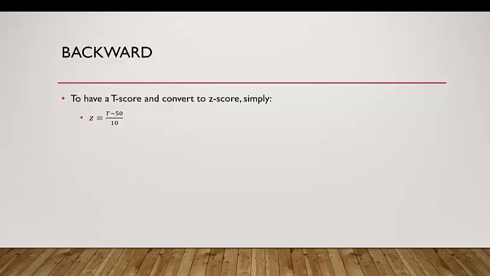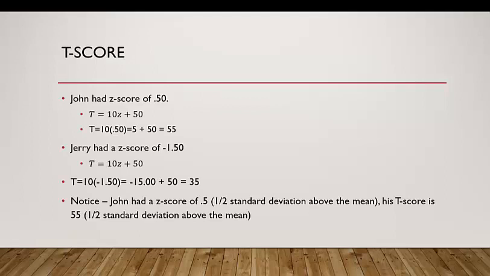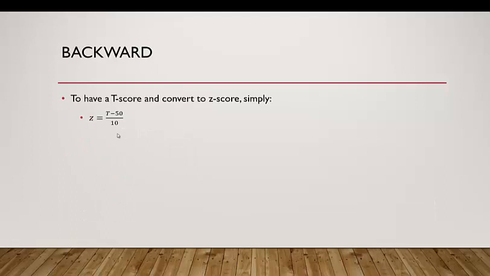So what if we had to work backwards slightly? If we had a t-score and we wanted to convert it to z-scores, well, that's very simple. Our z-score equals t minus 50 divided by 10. And we could work that out. So if we wanted to take John's t-score, a 55, t minus 50, 55 minus 50 is 5. 5 over 10 is 0.5, 1/2. So that's how we work backwards from a t-score to a z-score.